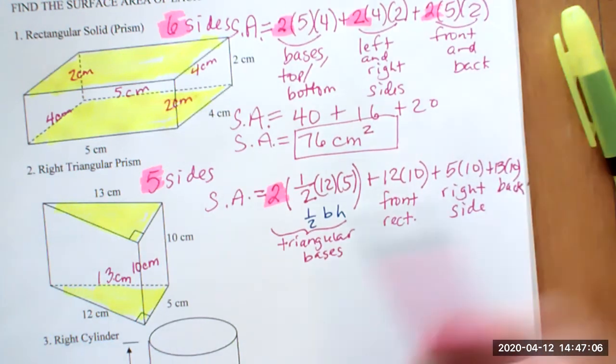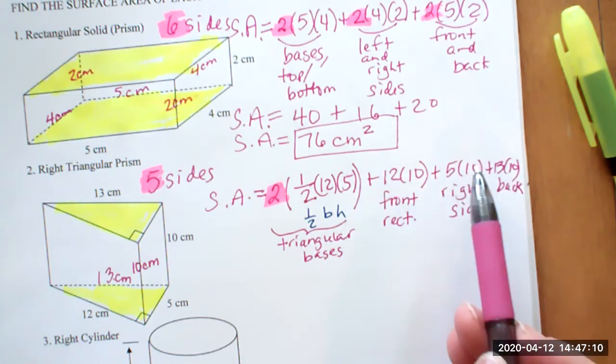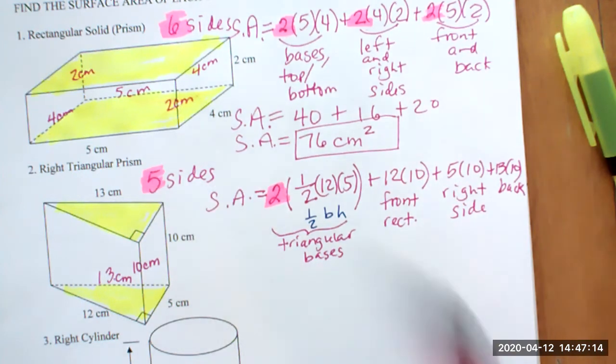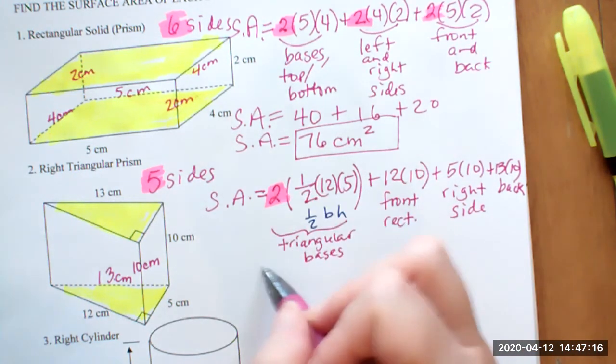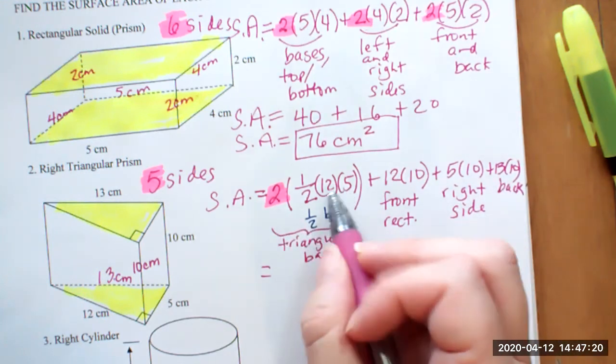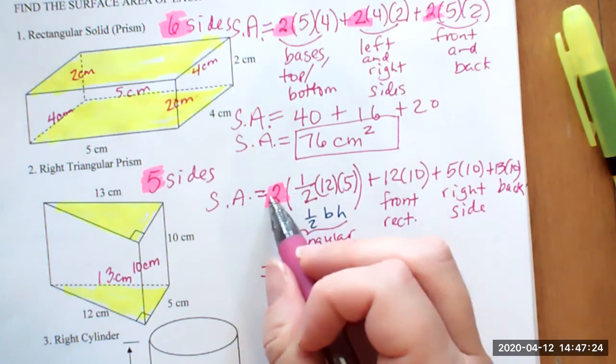Okay, so now watch, 2, 3, 4, 5, right? And so we've considered all 5 sides now, and we just need to do the multiplication and addition. Okay, so if you multiply this out, 60, half of 60 is 30, times 2 is going to be 60.